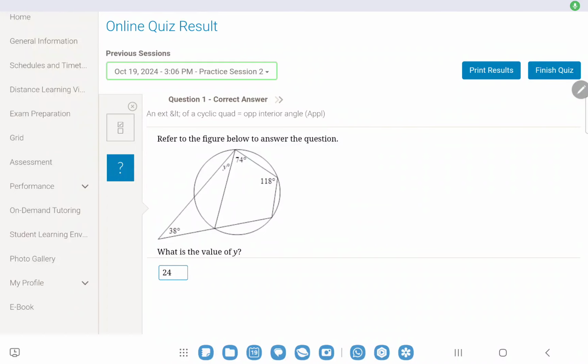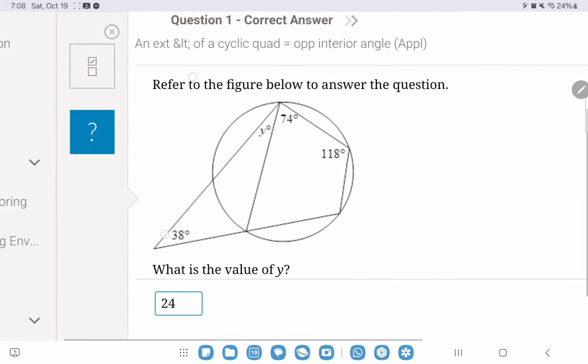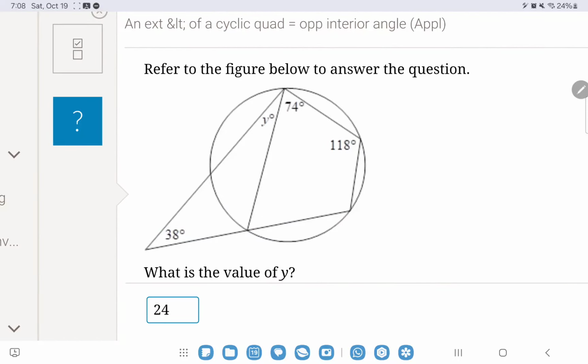Hi everyone, so today we're going to be solving the chapter 1.2 geometry math quiz. This chapter is all about angles in a circle, with the central angles and the intercepted arc, so that type of thing. So let's start. Question 1, it's asking us what's the value of y.